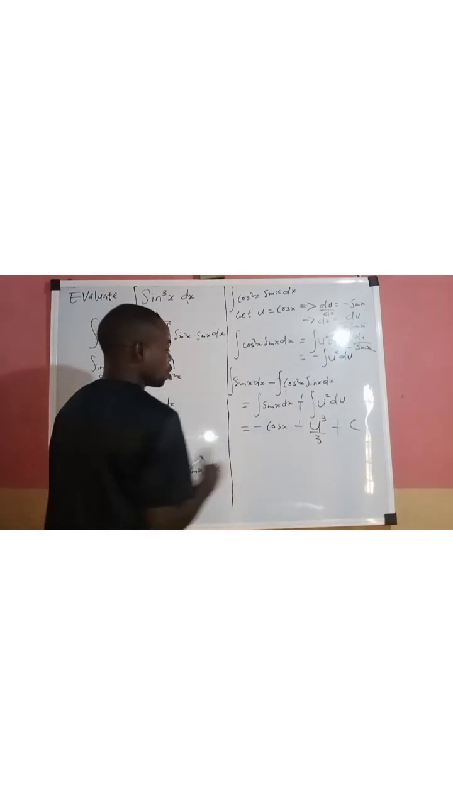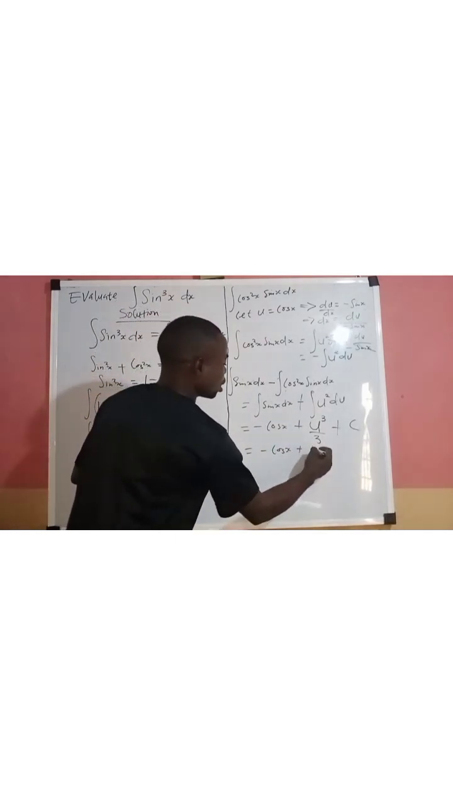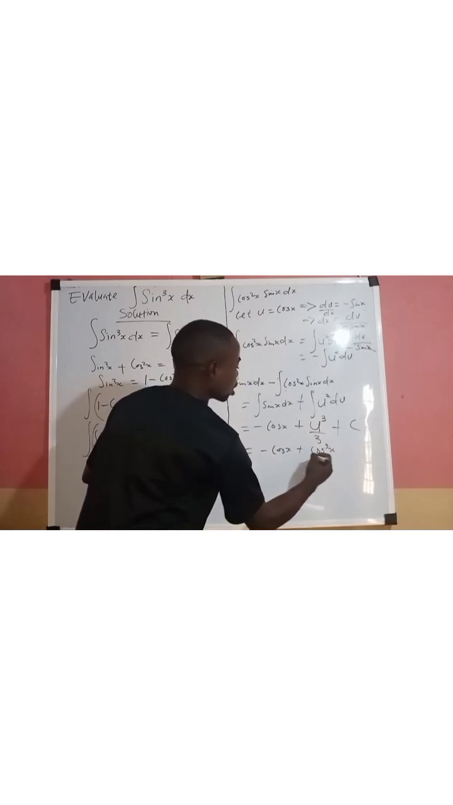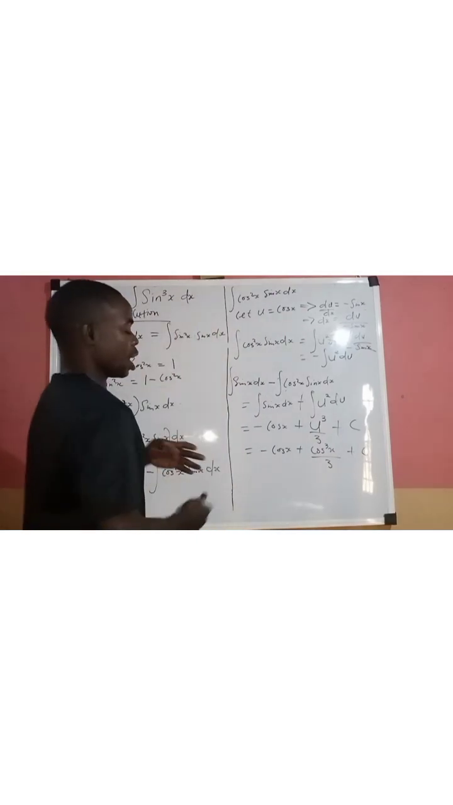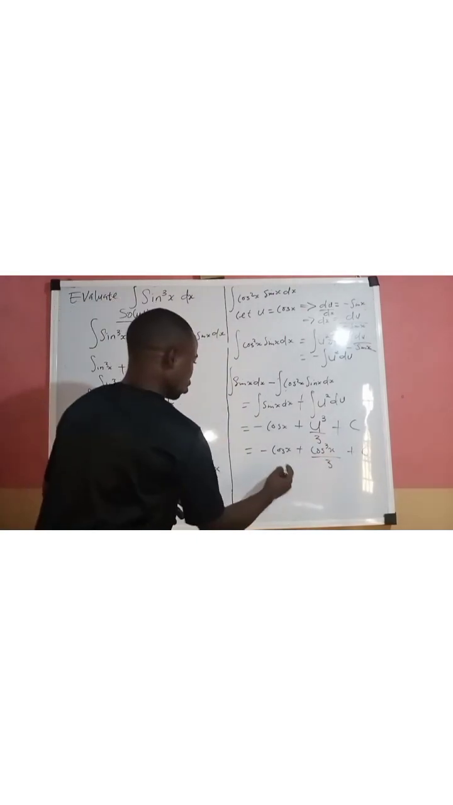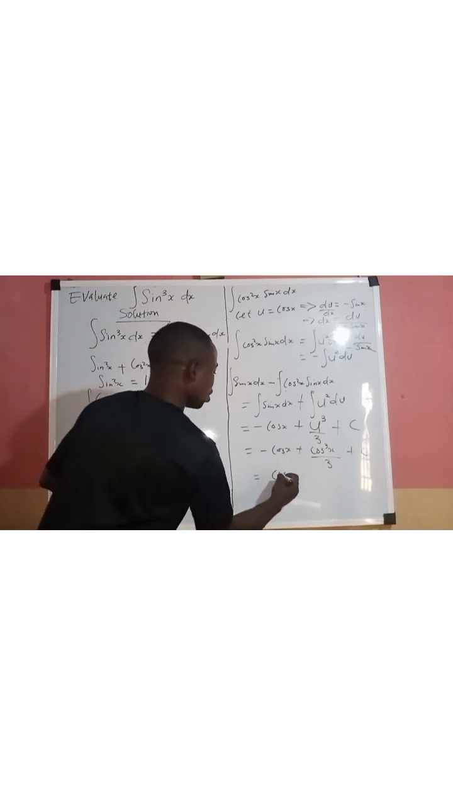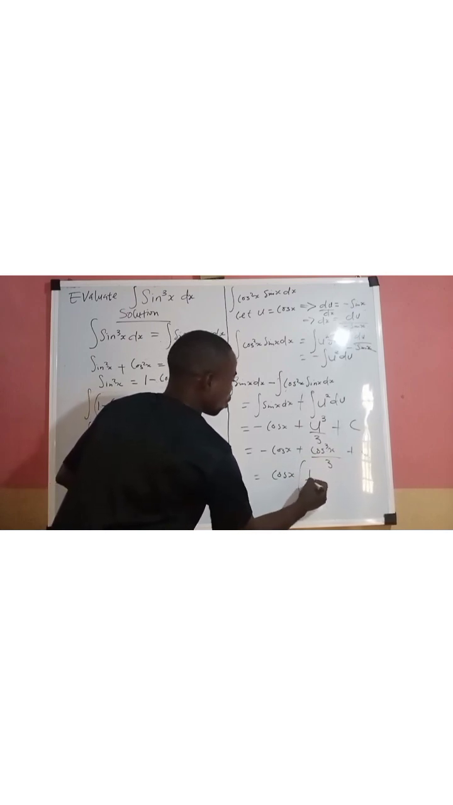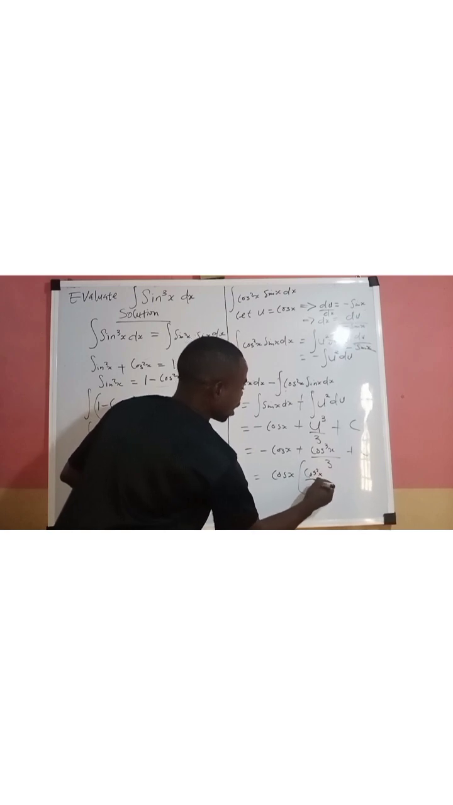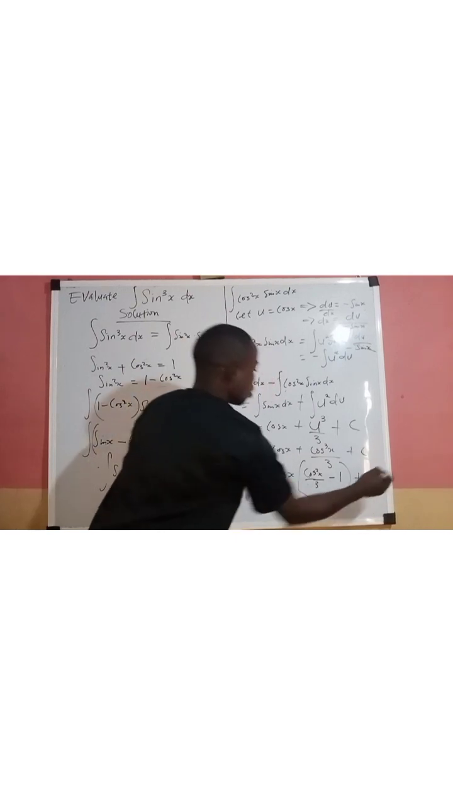Then, substituting for u, we said our u was cos x, so we substitute that. This is cos cube x divided by 3 plus c, minus cos x, and this is going to be your final answer. Of course, if you like, you can also factorize cos x since it is common, so you can now have cos x into cos squared x divided by 3 minus 1, plus c. So this can also be your final answer.